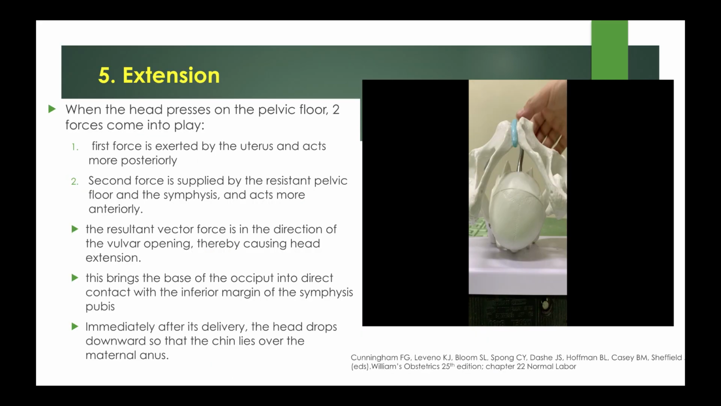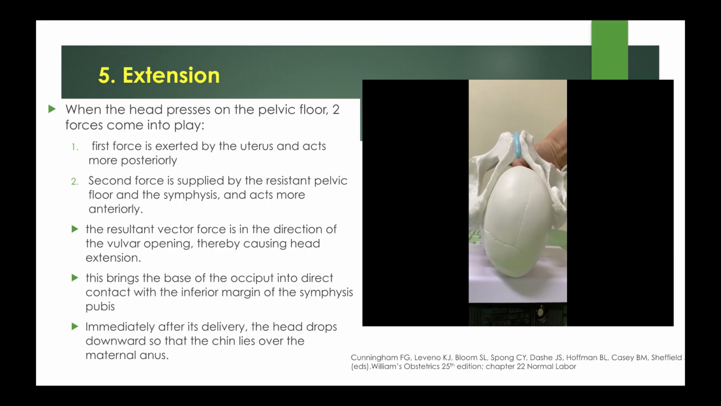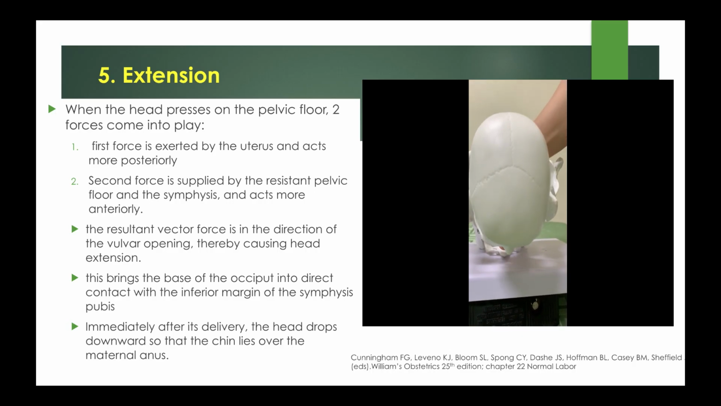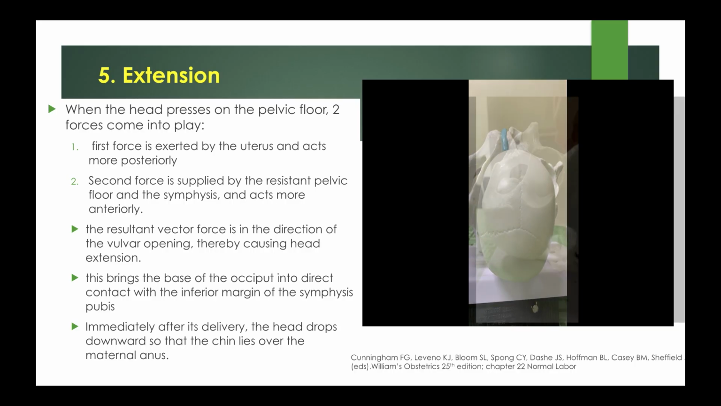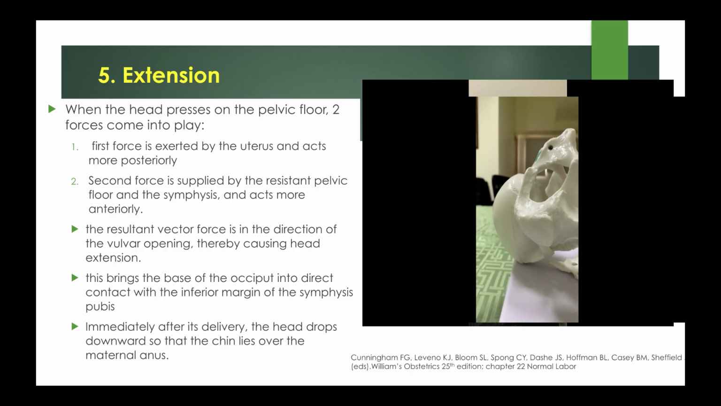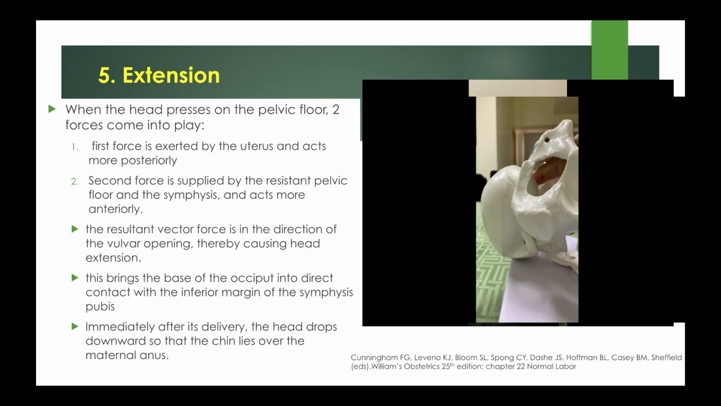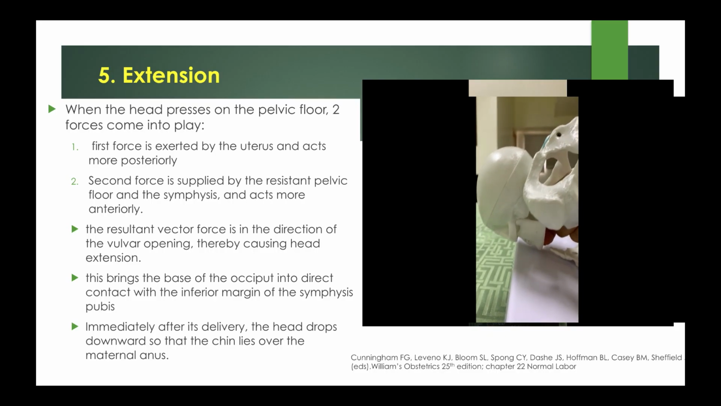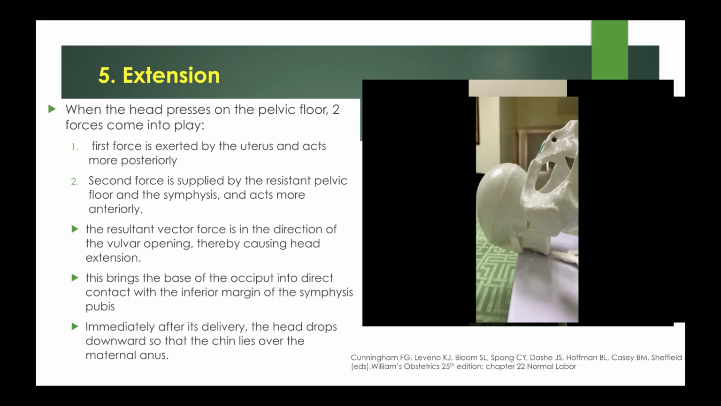The fifth cardinal movement of labor is extension. Now, just to give you a clear picture of what happens during extension, let us now look at these videos. Now, as the head of the baby pushes out of the vulva, it extends until it is fully delivered out of the vaginal canal. Now let us look at a different angle. Now this angle, you can see more clearly the extension of the fetal head as it pushes out of the vulva and is delivered fully out of the vaginal canal.